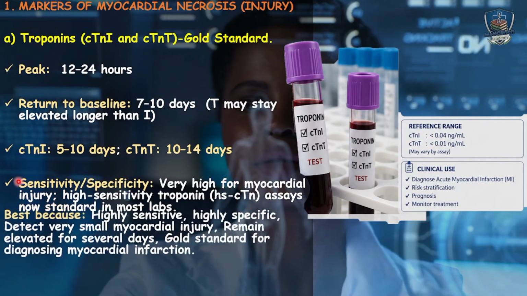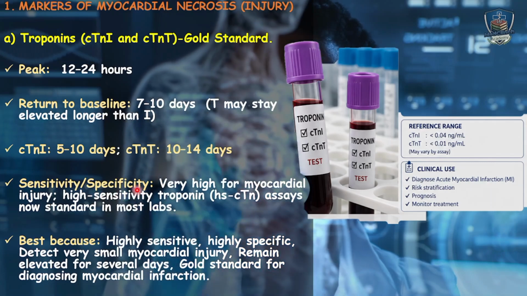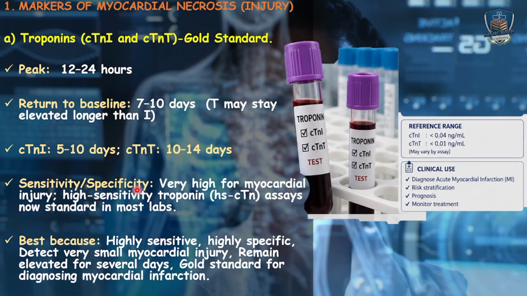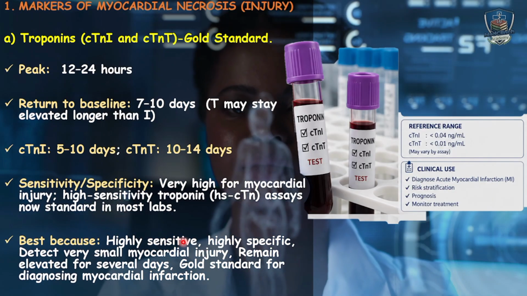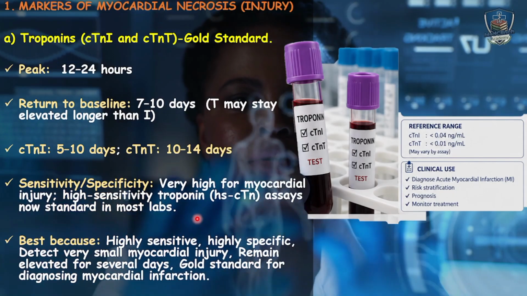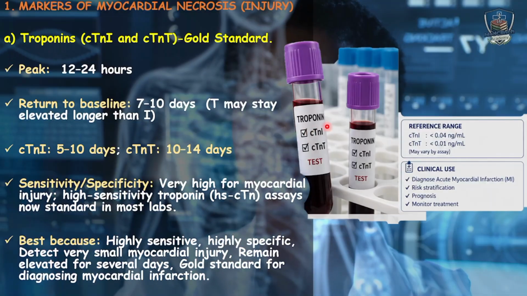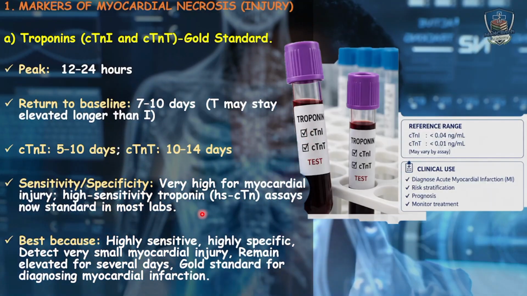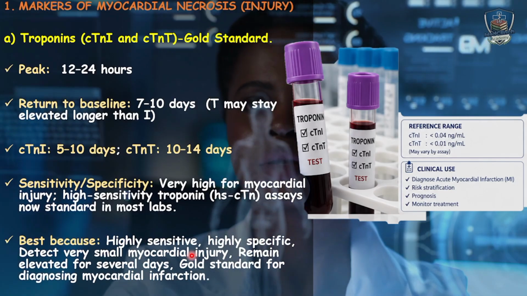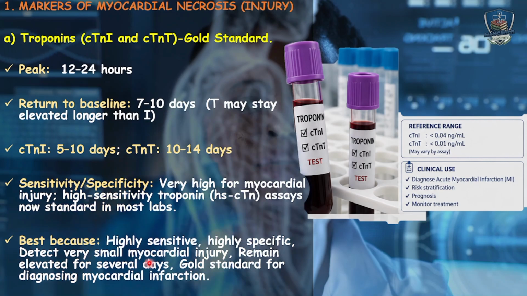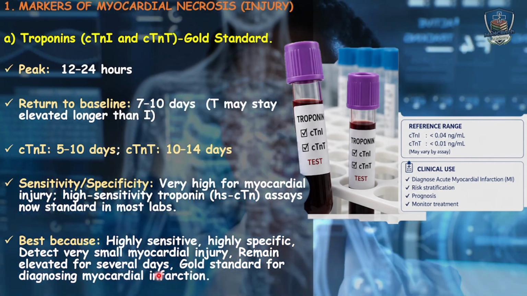In terms of sensitivity and specificity, they are very high for myocardial injury. When there's myocardial injury, these two tend to be extremely elevated, and that's why they're the gold standard. High sensitivity troponin assays are now standard in most labs. They're the ones commonly used for diagnosing myocardial necrosis or injury. They're best because they're highly sensitive, highly specific, and detect very small myocardial injury. They remain elevated for several days, making them the gold standard for diagnosing myocardial infarction.